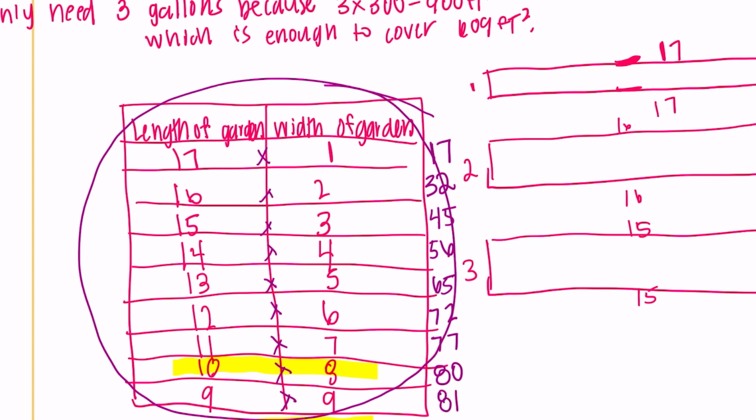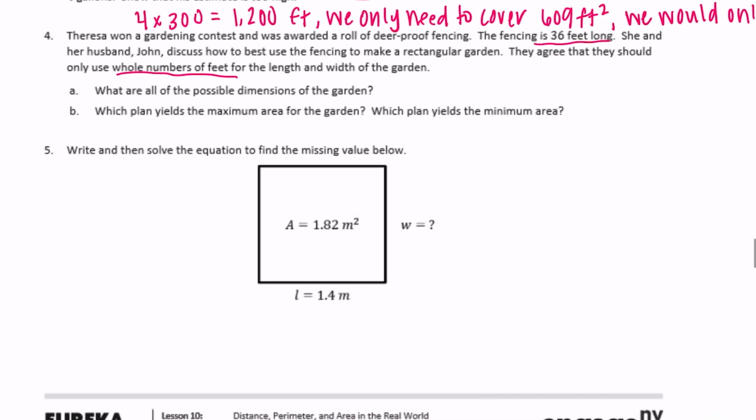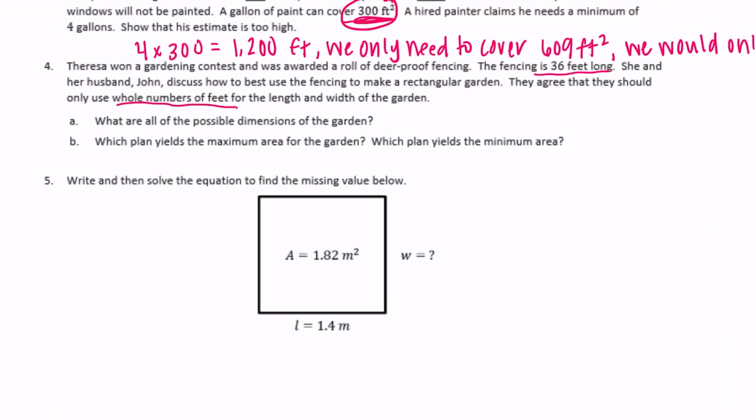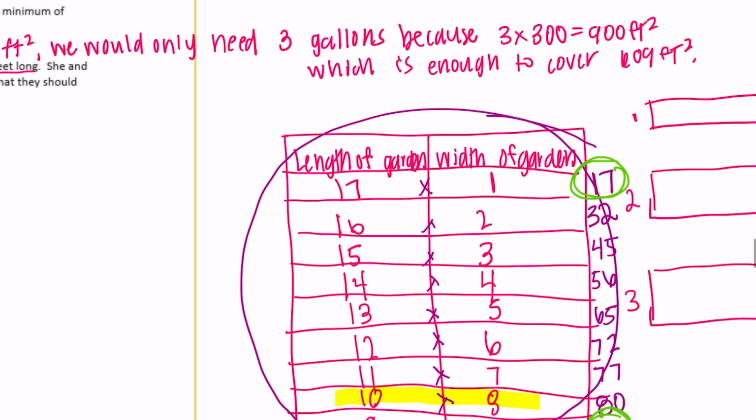So which one has the smallest area and which one has the largest area? Well, the smallest area is 17 and the largest is 81. So which plan yields the maximum? Maximum would be 9 by 9, which was 81. Minimum was 1 by 17, which was 17. So there's the minimum, there's the maximum.